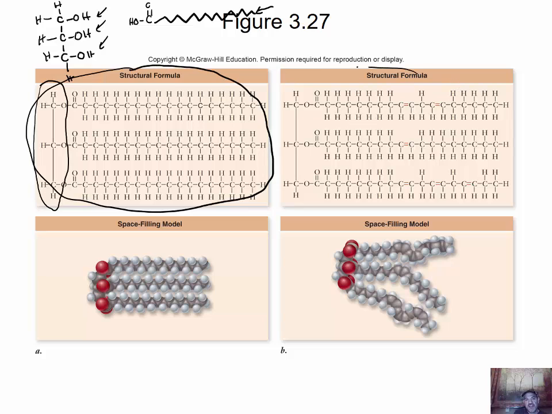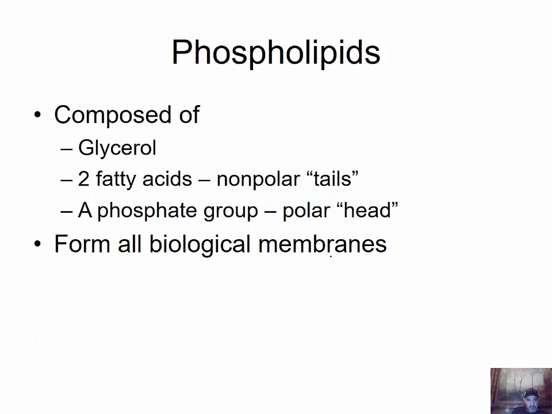This would be unsaturated, because we see that some of the chains have double bonds. So these would be typical of oils, which are liquid at room temperature, and this would be typical of fats. And on the bottom we have space-filled models that show these types of molecules.